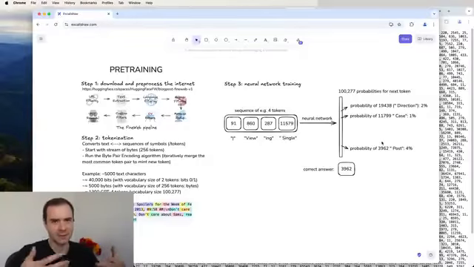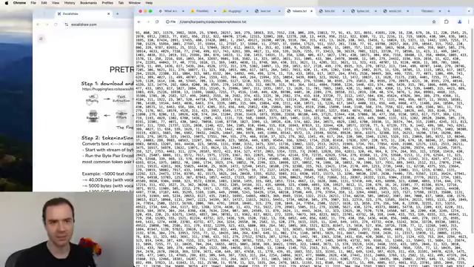It's a sequence of updating it so that its predictions match up the statistics of what actually happens in your training set. And its probabilities become consistent with the statistical patterns of how these tokens follow each other in the data.